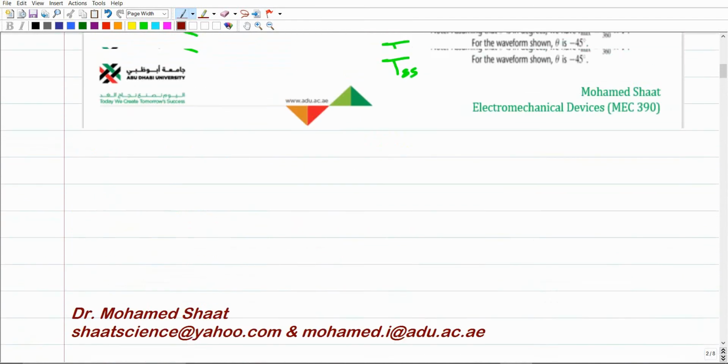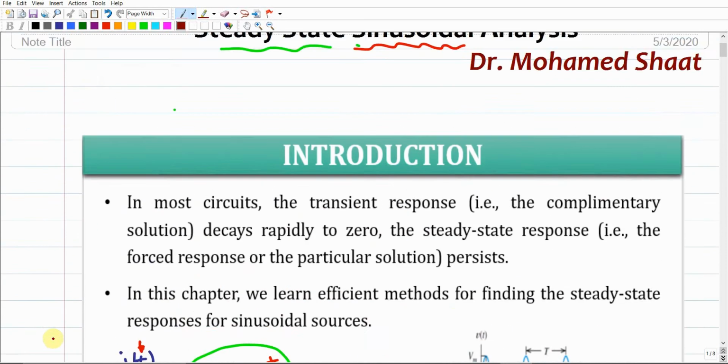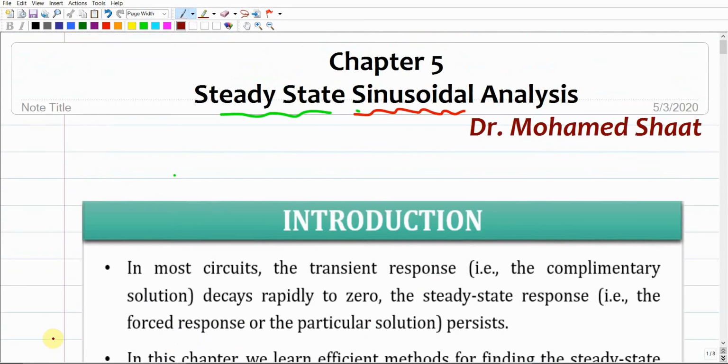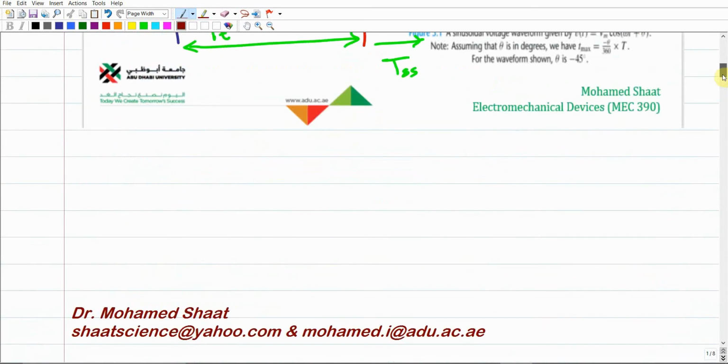And that's why the title of this chapter is the steady state analysis of sinusoids, or the steady state sinusoidal analysis. It means that we're going to focus on the steady state behavior of the current, or the main variable of the electrical circuit. In addition, we're going to assume that this electrical circuit is already powered by a voltage source of the sinusoidal form. Make sense? So this is for this part.